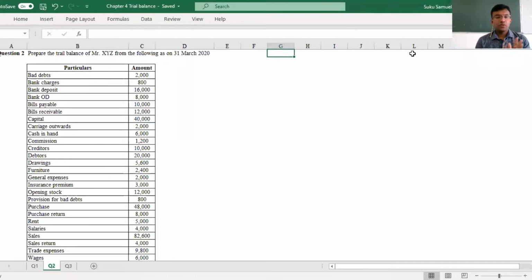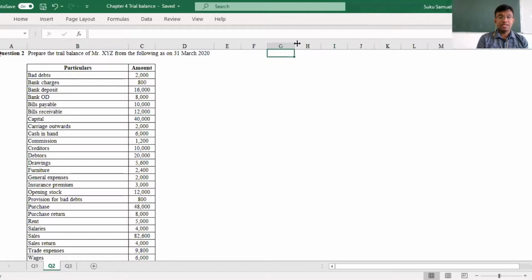In today's session, we would be working out another question where we will be preparing the trial balance. The question goes like this: prepare the trial balance of Mr. XYZ from the following as on 31st March 2020. So from the question, we have understood we are preparing the books of accounts of Mr. XYZ. Mr. XYZ is the name of the person for whom we are preparing these books of accounts. And we also saw the date for which we are preparing the books of accounts. It's for 31st of March 2020.